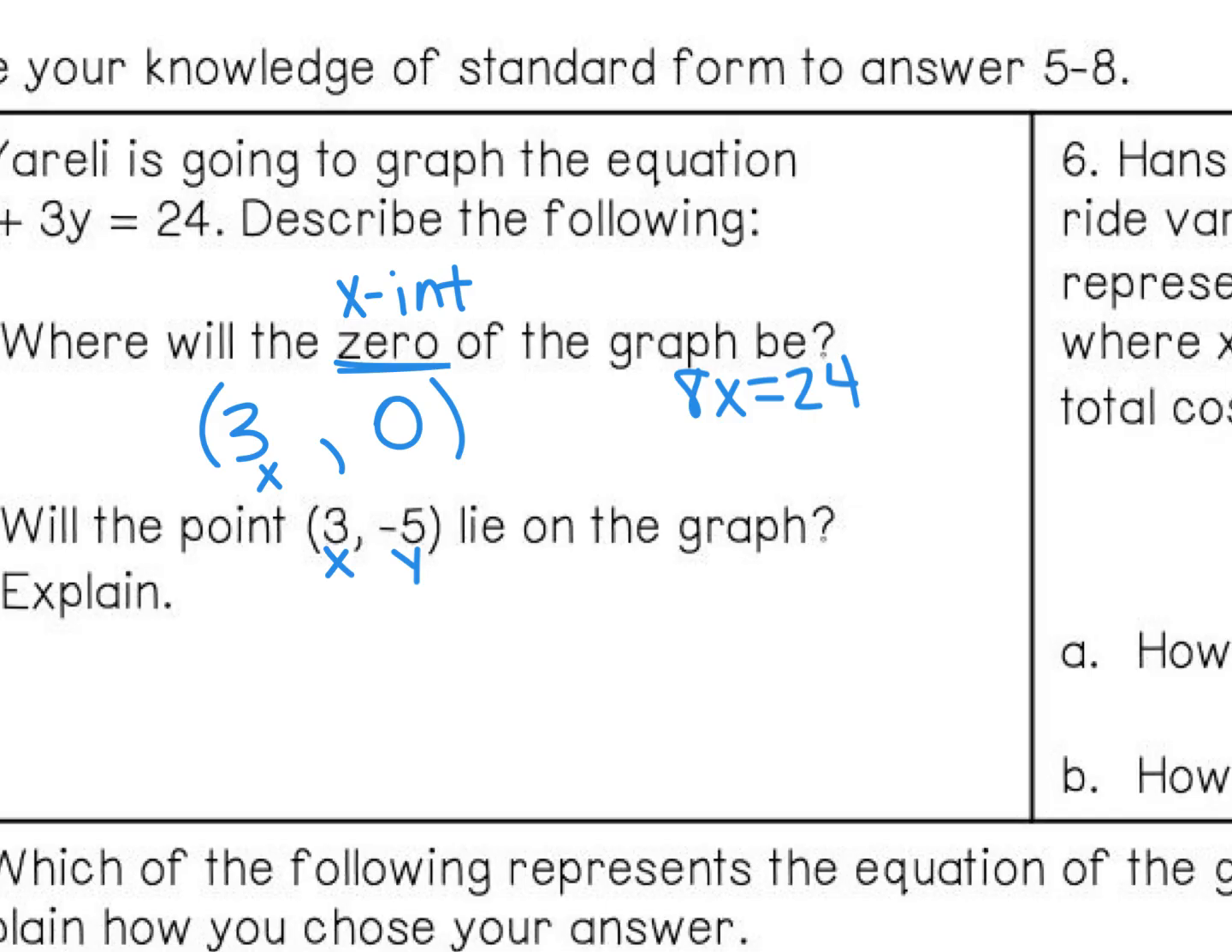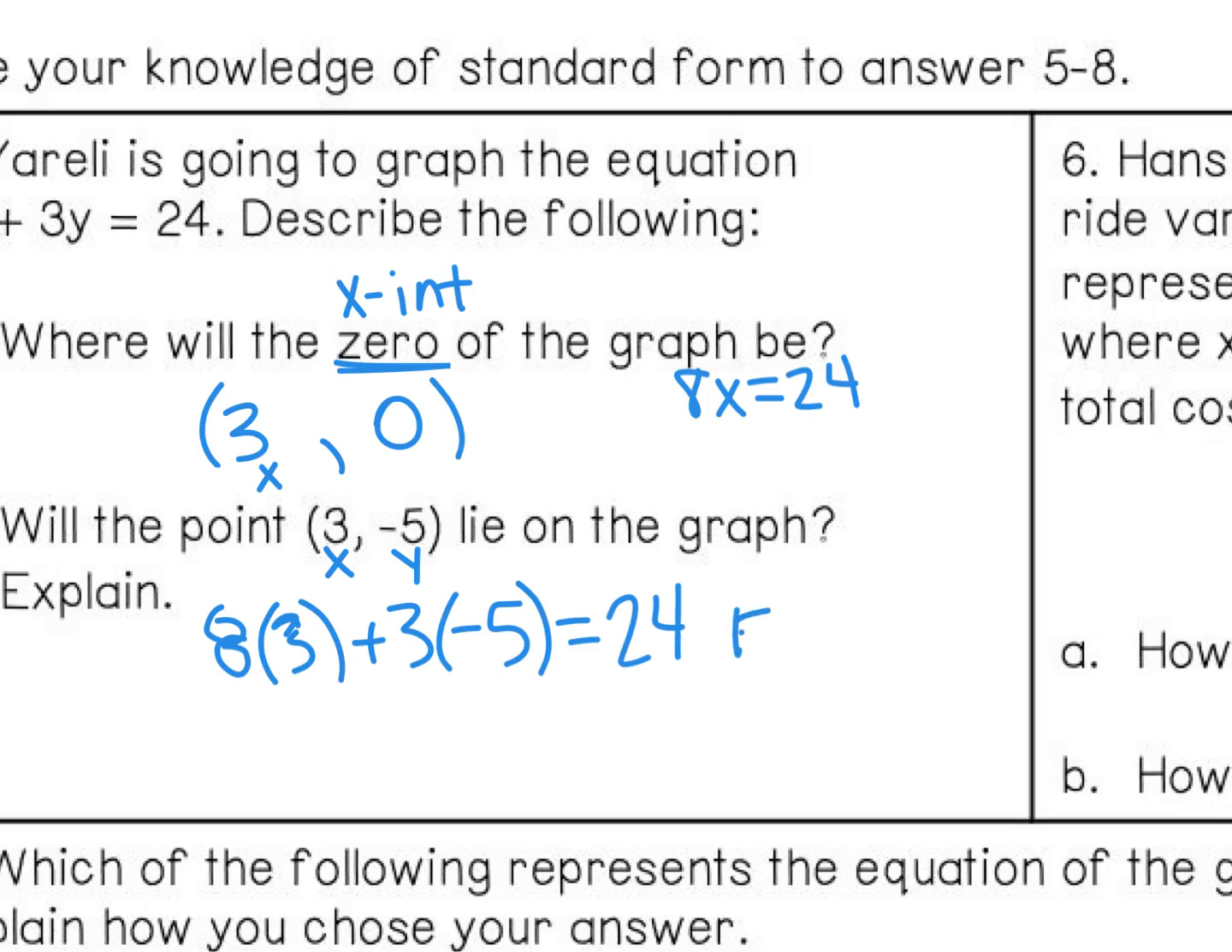Let's see. We got 8. What am I going to do for x? Can I say 8 times 3 plus 3 times what? -5 equals 24. See if that's a true statement in your calculator. It is false. So is (3, -5) on the line? No. It would have to be true.